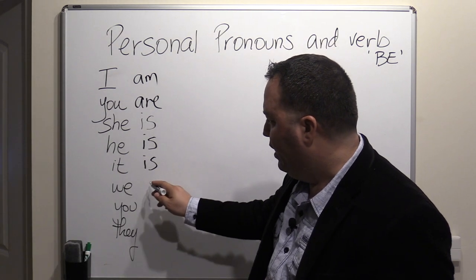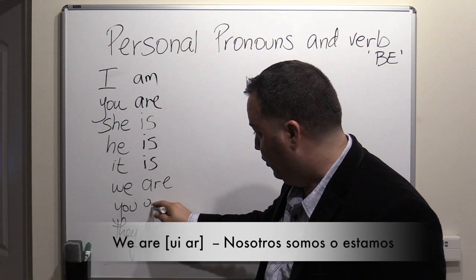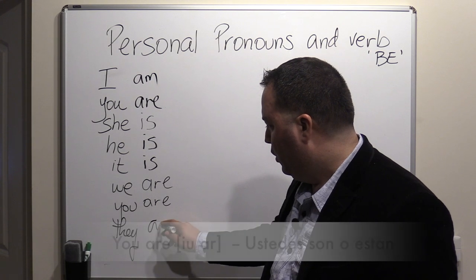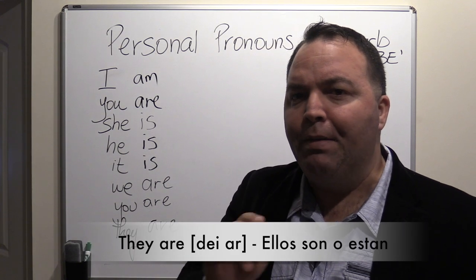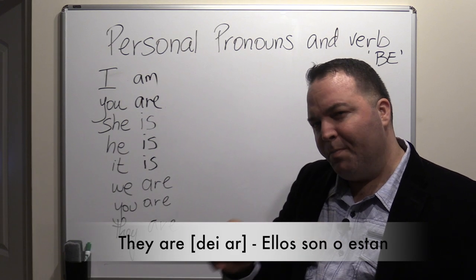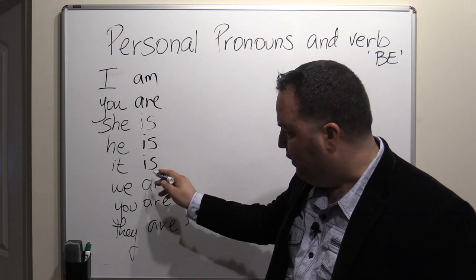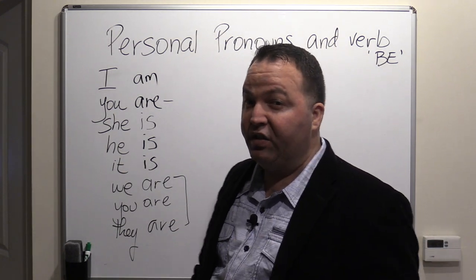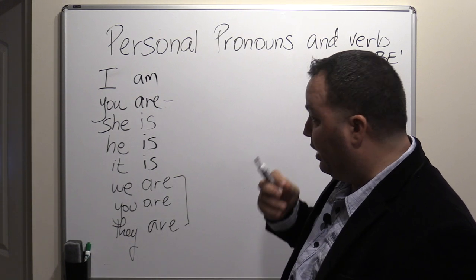Okay? For we is are. For you is are too. And for they is are. Como ustedes pueden ver, los plurales tienen la misma forma del verbo be en inglés. Are. Okay? So, it's a little easy to remember. So we have the plurals here. They have the same verb be, and also you in singular, it has the same verb, okay? Same combination, okay?